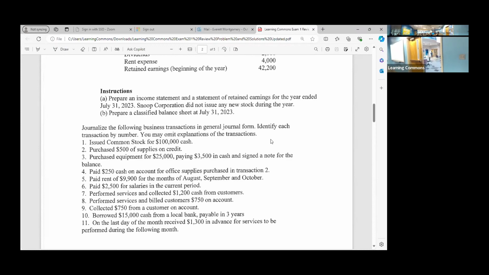We need a few more minutes. We're going to look at it. Remember, when they say on credit or on account, that means what? Accounts payable, right? Typically.